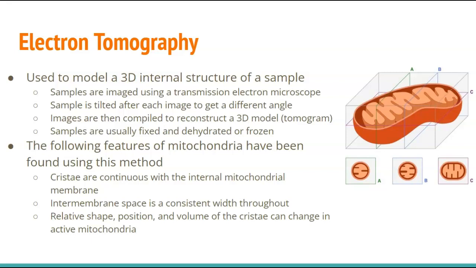So with this process, we have been able to find a number of features in the mitochondria. We now know that the cristae are continuous within the internal mitochondrial membrane. That's cool. The intermembrane space is a consistent width throughout, so it doesn't get bigger or smaller, it just stays the same width. And now we know the relative shape, position, and volume of the cristae can change in active mitochondria. So although they are continuous, where they are can change depending on what the mitochondria is doing.